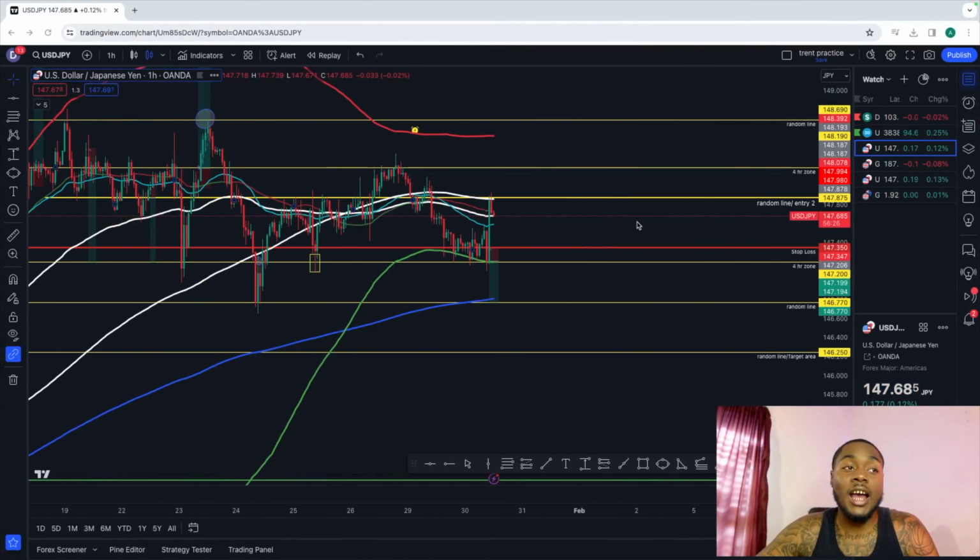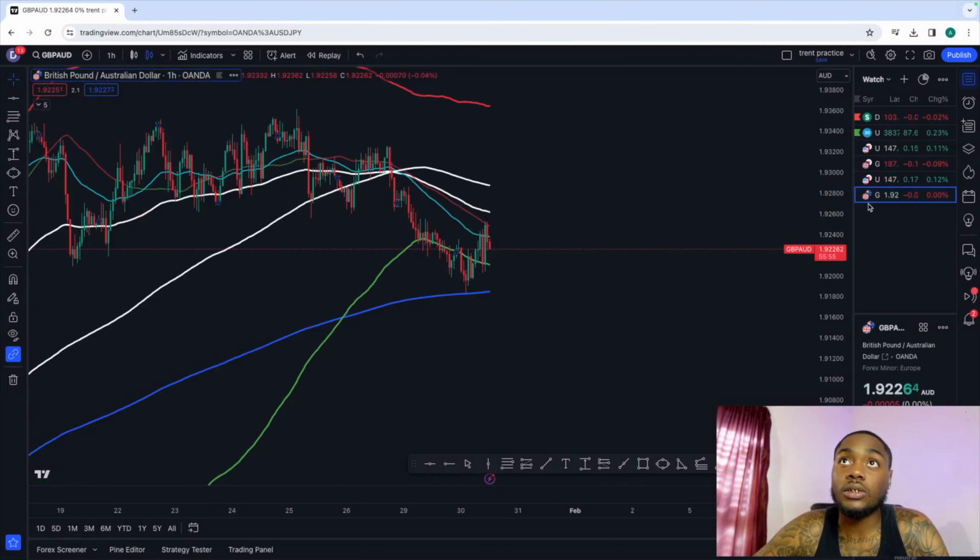Now, if you guys have been following me, I usually trade UJ. UJ is one of my favorite pairs. But today, for this video only, I'm going to mark up a pair that I don't even trade, just to show you that you can find support and resistance across any instrument using the way I mark up my chart. So today I'm going to be marking up GBP AUD.